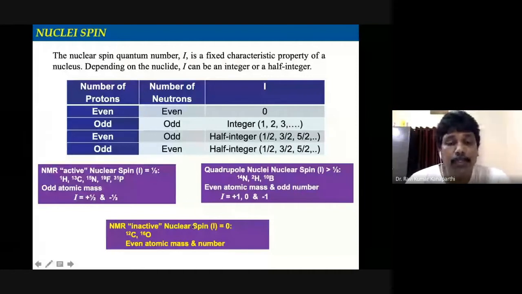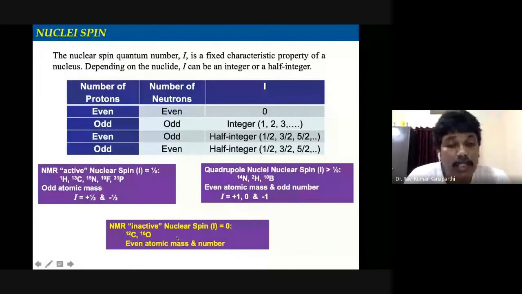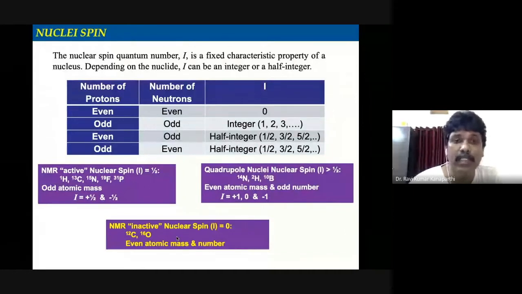And then NMR inactive nuclei are shown here. The best example is carbon 12 and then oxygen 16. In both these cases, the number of protons and neutrons is an even number, and therefore the nuclei possess 0 spin. Therefore, it is NMR inactive. So this is a very important thing as far as the NMR concept is concerned. Those nuclei which possess a spin are said to be NMR active.